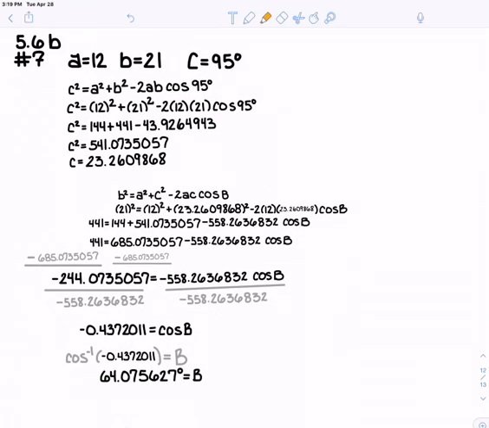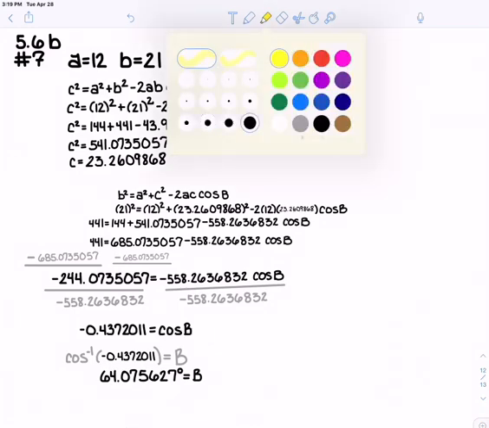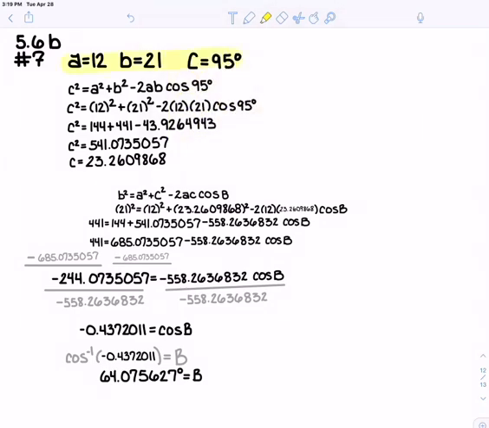All right, let's go over problem number 7 from 5.6b. We have two sides and an angle for our given information. Notice that we do not know a side and its corresponding angle. In other words, we don't know side A and angle A, or side B and angle B, and so on. This is what tells us we're going to use the law of cosines.